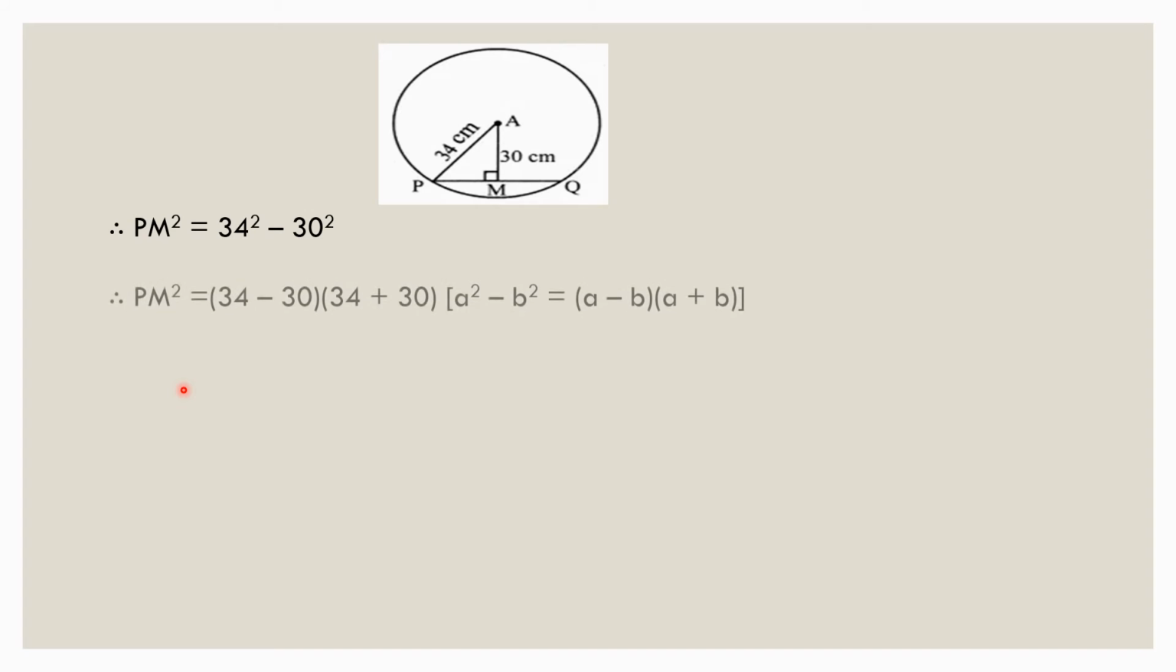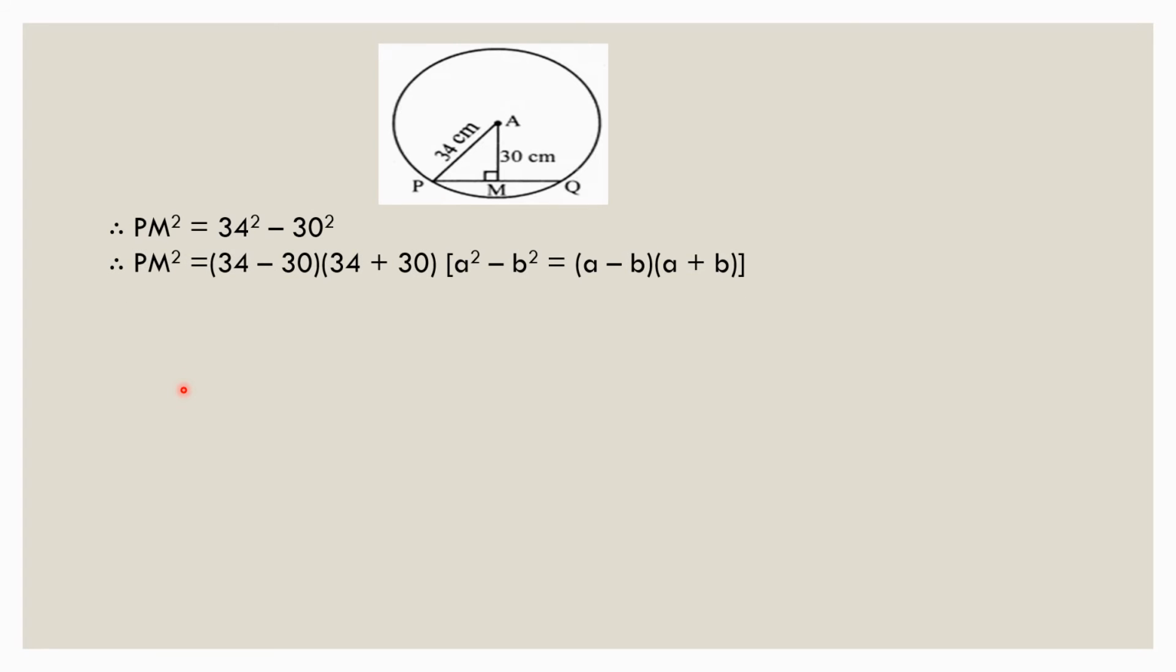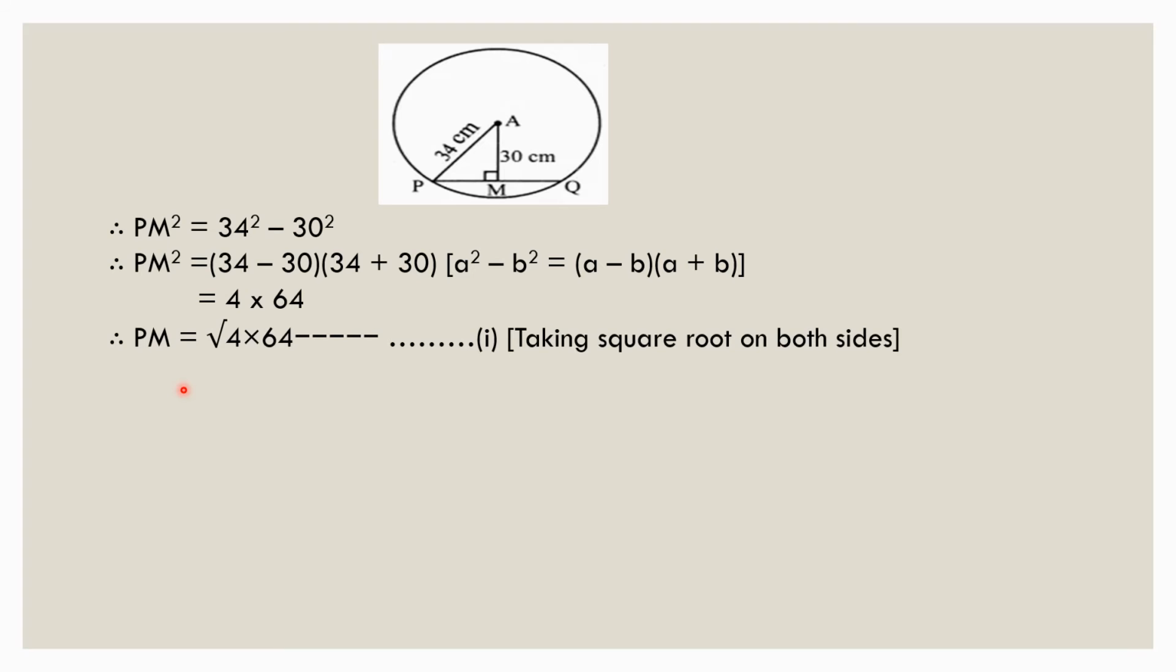And therefore PM square is equal to 34 minus 30 into 34 plus 30, by applying the algebraic identity, that is A square minus B square is equal to A minus B into A plus B. Therefore 34 minus 30 is 4 into 34 plus 30 is 64. Therefore, PM is equal to square root of 4 into 64, that is equal to 2 into 8 is equal to 16 centimeter.